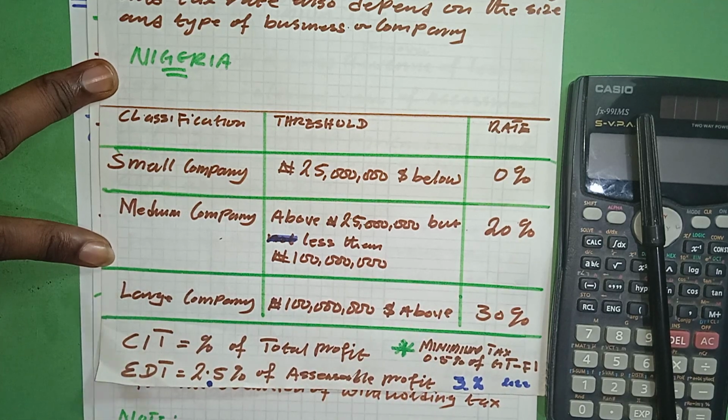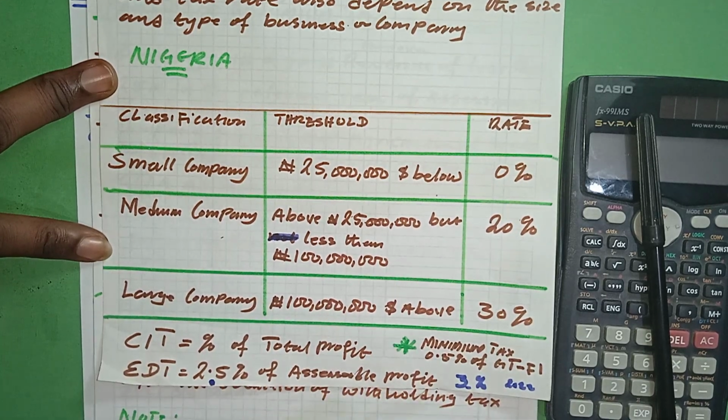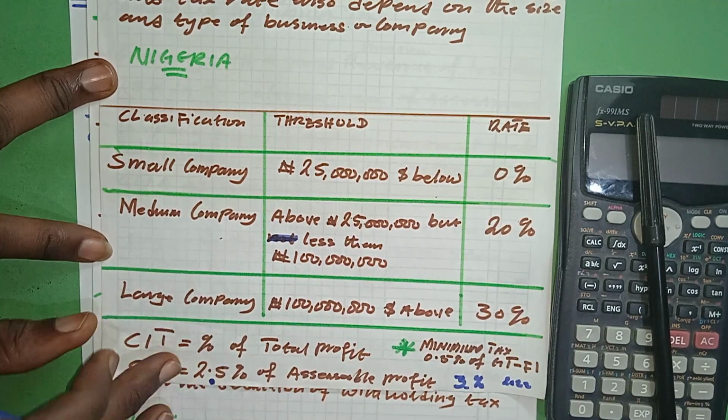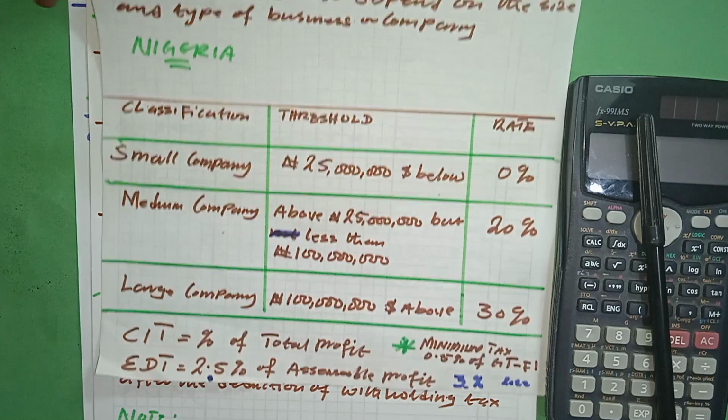Now, for large companies, they say, oh, you people are good. You people are very good for that. Let's just give you 30% of your assessable profit. So you're going to pay 30%. After your computation, everything, you just pay 30%. Now, let's take a look at this.